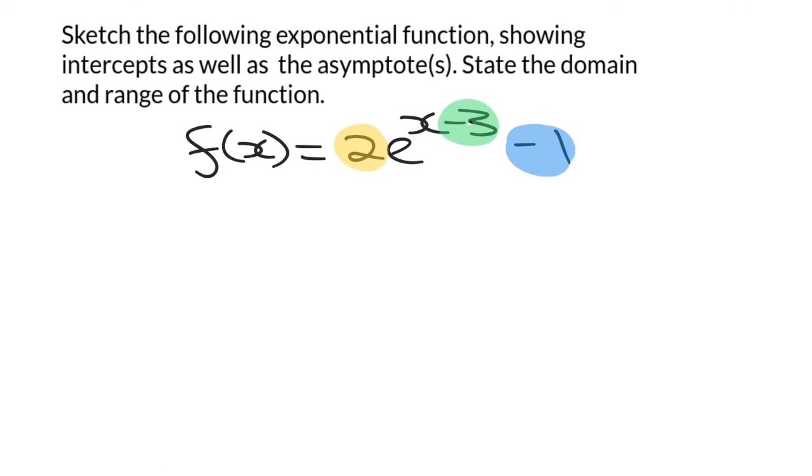And so here we are required to sketch the following exponential function showing intercepts as well as the asymptotes, and we need to also state the domain and range of the function. So we're given the function f of x is equal to e to the power x minus 3 minus 1, while the f, we can just replace that with y, which is just given by e to the power x minus 3 minus 1.